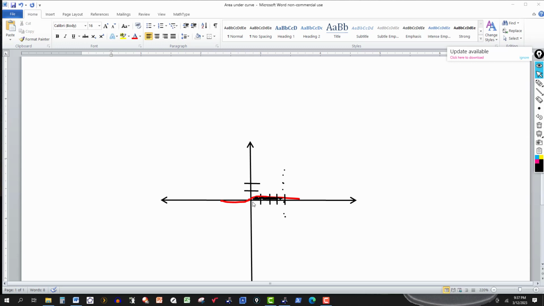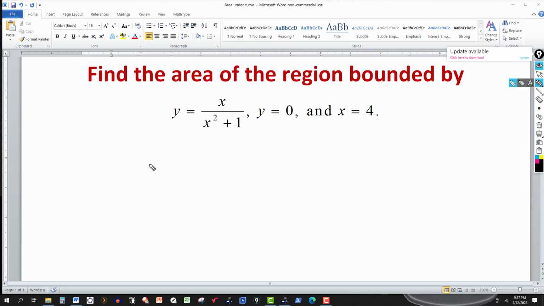So it's going to be the integral from the origin to where the line x equals 4 crosses the x-axis. Of course, it's going to be at 4, 0. Well, let's just clear this. So we can just set it up. Say the area would be the definite integral from 0 to 4 of this function, x over x squared plus 1, dx.